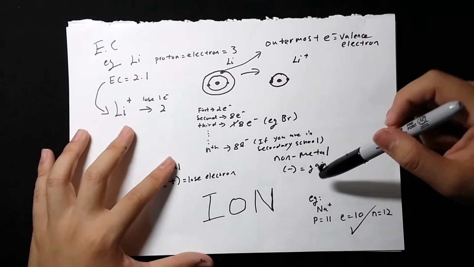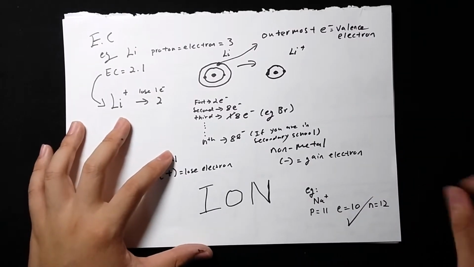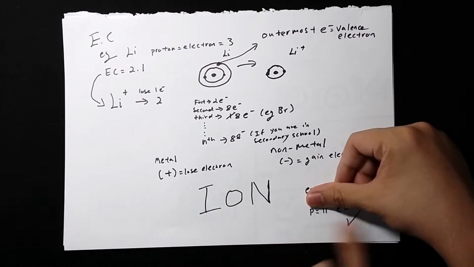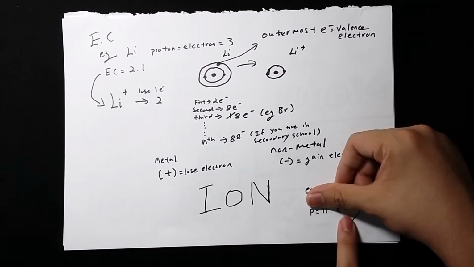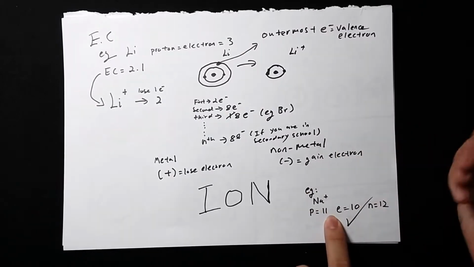Also, these are some of the common questions that you can expect to see in the exam, whereby they give you an electronic configuration. So do not be shocked if the proton number is not the same as the electron number. This could only mean one thing: this must be an ion.